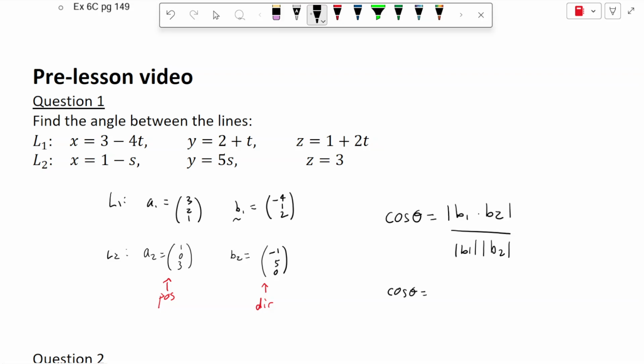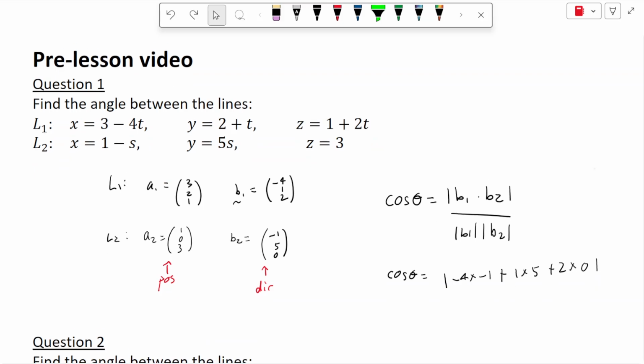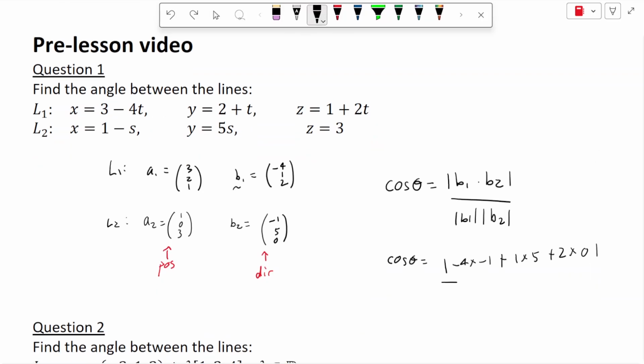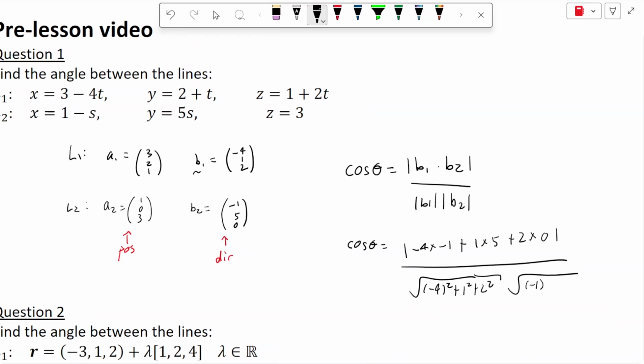So cos of theta equals, now if we do b1 dot b2, that's going to be -4 times -1 plus 1 times 5 plus 2 times 0. So that is dotting these two vectors together, x's, y's, and z's, and then add them all up. The modulus of b1 is going to be -4 squared plus 1 squared plus 2 squared. And then the modulus of b2 is going to be -1 squared plus 5 squared plus 0 squared.